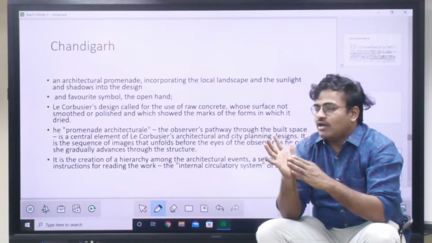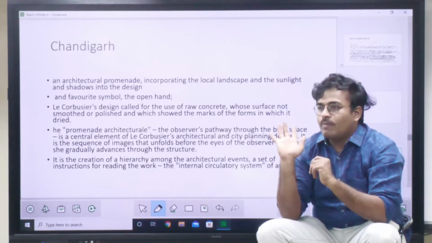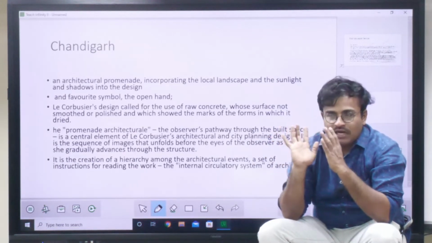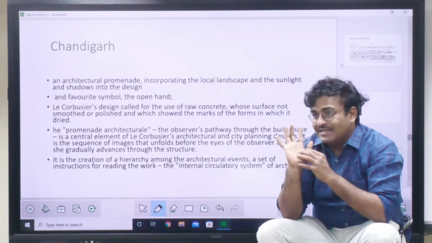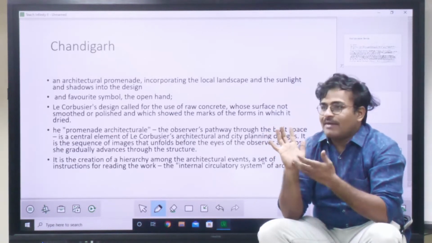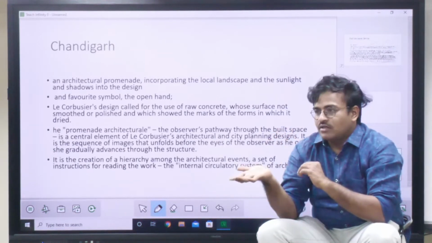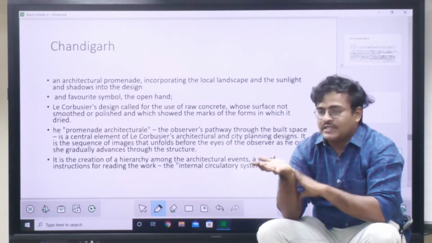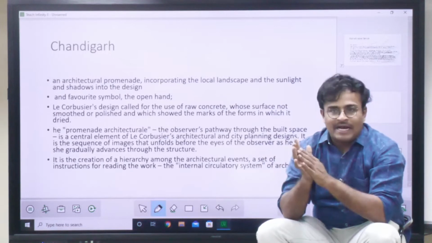Then along with that, Le Corbusier had this idea of the open hand. Open hand is a very famous symbol which Le Corbusier liked, and this open hand is an emblem for giving and taking. It means that I am open to either give or to take. So that is what open hand symbolism is. And across Chandigarh city, you find many of these open hand symbols.